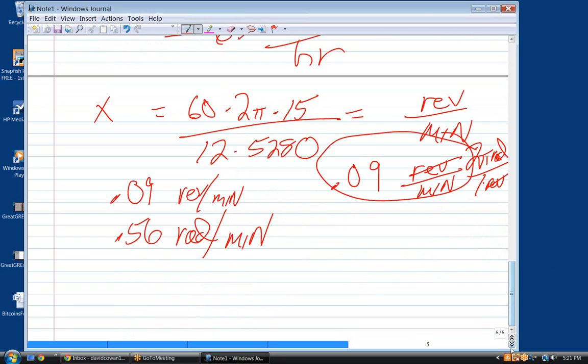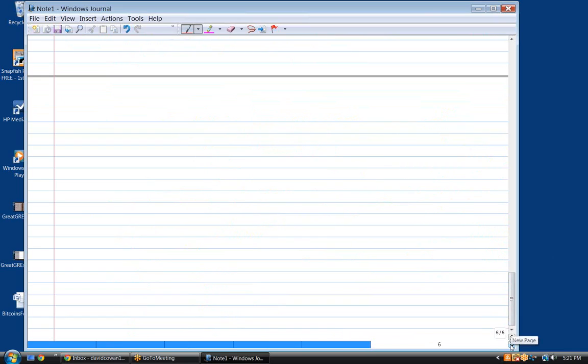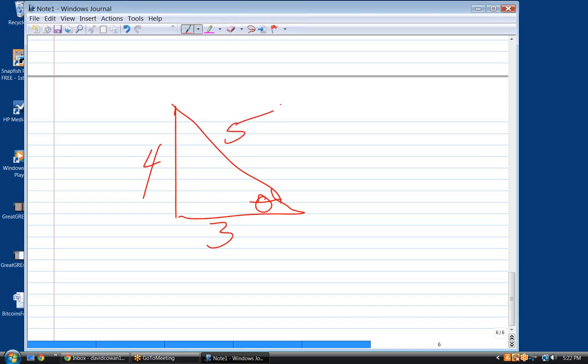What else you got? Let's see. Have you gotten into your trig functions yet? Sine, cosine, and tangent? Yeah, we just started on that today. I'm pretty solid on those. Let's see if there's anything that I have problems with. So if I ask you the 6 trig functions of theta, you can tell me what's the sine of theta? Sine of theta is 3 over 5.